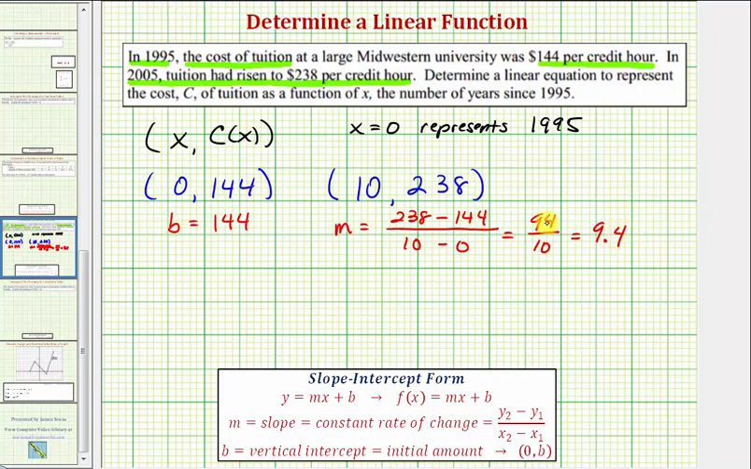And now we have all the information we need to write our linear function C of x. We would have C of x equals the slope m, which is 9.4, times the input x, plus b, or in this case, plus 144.